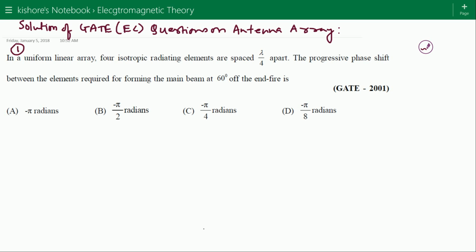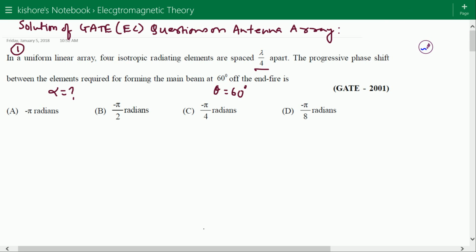In a uniform linear array, 4 isotropic radiating elements are spaced lambda by 4 apart. Progressive phase shift between the elements required. So we need to find out alpha. Progressive phase shift between elements required for forming the main beam at 60 degree of the end fire array. Means theta is 60 degree.